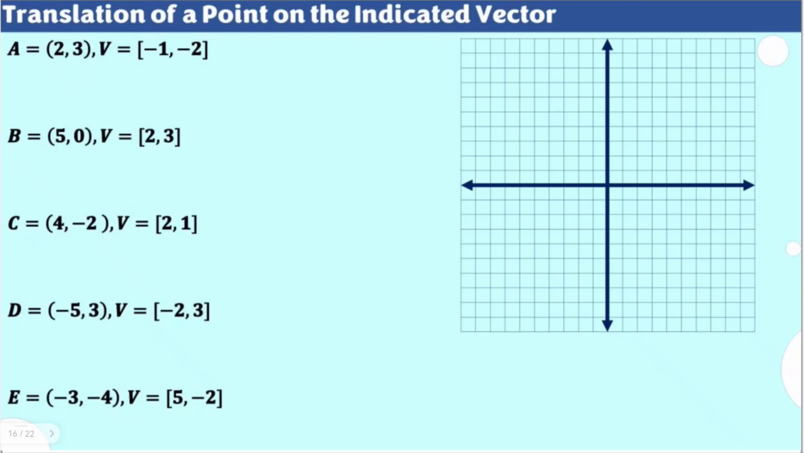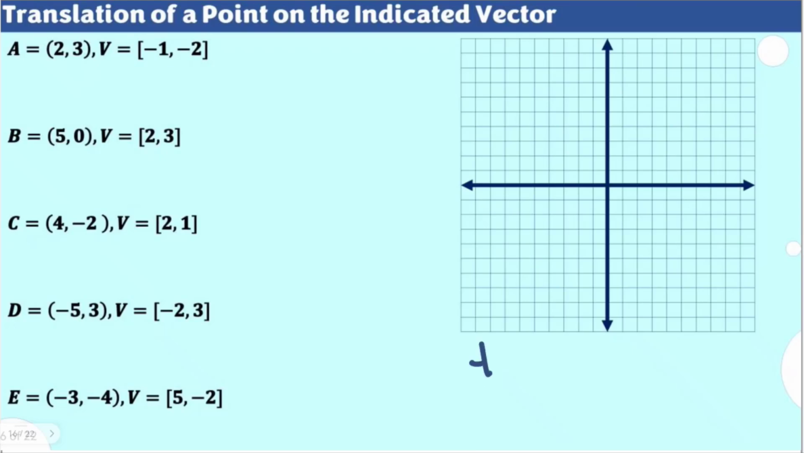So we have here 5 points, and let's try to translate them using their indicated vectors. Again, we're trying to discuss this because later on, we're going to talk about the translation of a line using the indicated vector. So we can actually identify first the location of certain points or their translated images using vectors. We know the formula for that is actually identified in this manner.